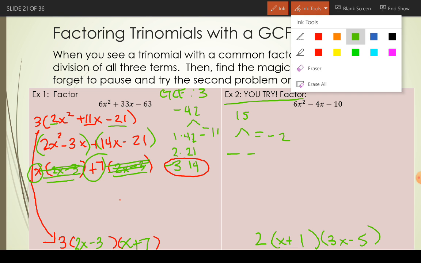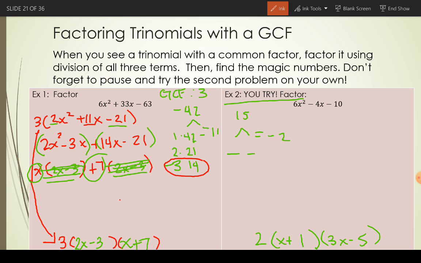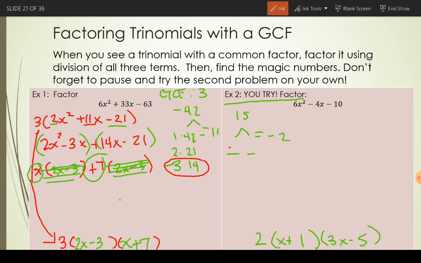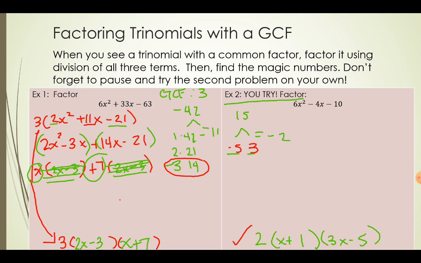All right, welcome back. So your magic numbers should be negative 5 and 3. Okay, now I'm sure you can take it away. Do all the steps and you will end up with 2 times x plus 1 times 3x minus 5.